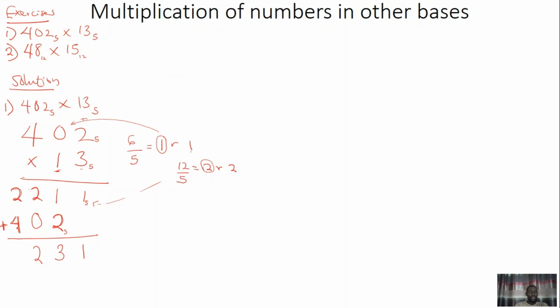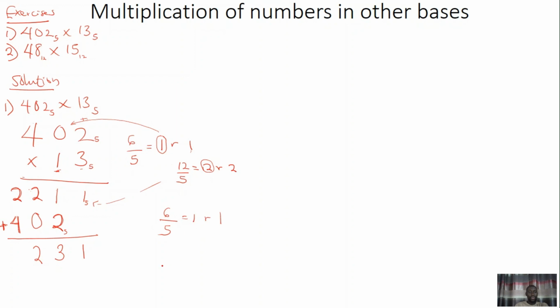2 plus 4, that is 6. Because 6 is greater than 5, we're not going to write 6 here, because any number that we are going to write for this base 5 must not be up to 5. It must be less than 5. So what we get now is 2 plus 4, which is 6. We're not going to write it down here. What we're going to do is to divide it by 5, which is the base in which we are working, and this is going to give us 1, remainder 1.